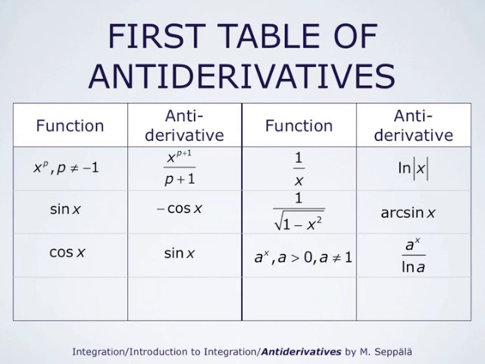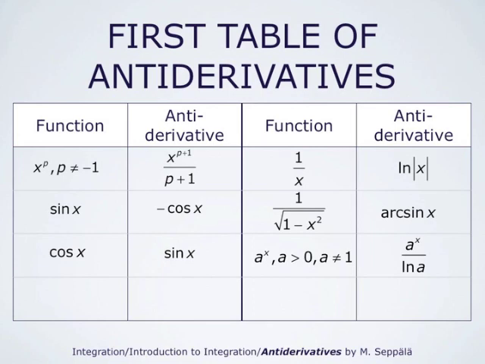The function a to the power x is defined only if a is positive. If a equals 1, a to the power x is always simply 1. That's a special case. If a is positive and different from 1, then an antiderivative of a to the power x is a to the power x divided by log of a. This comes out immediately from the differentiation formula for the function a to the power x.